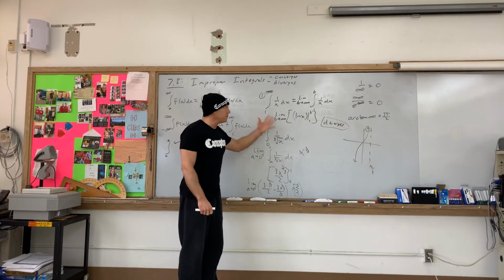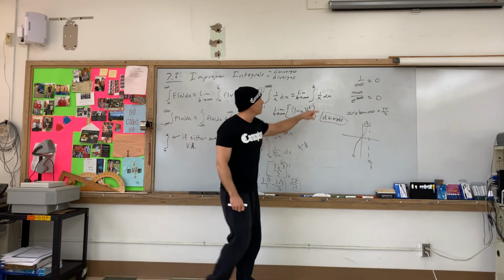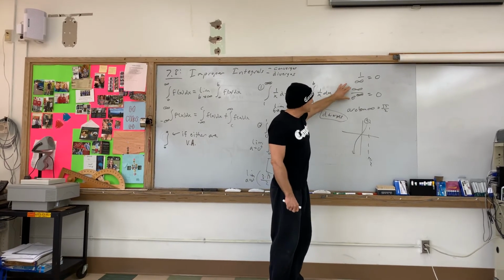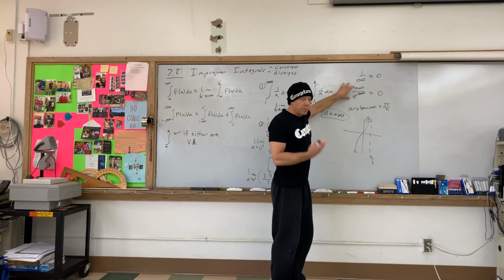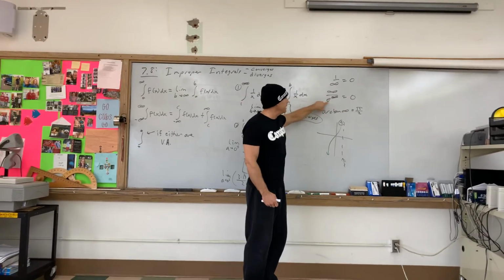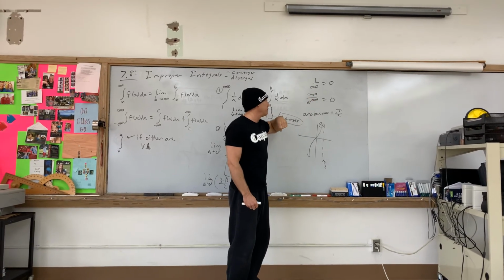In doing these limits, just a few things I want you to remember: 1 over infinity will be 0. If you get something that's a fraction, if the bottom's growing bigger faster, it's going to be 0, remember? So in this case, e grows faster than that, so that would end up being 0.